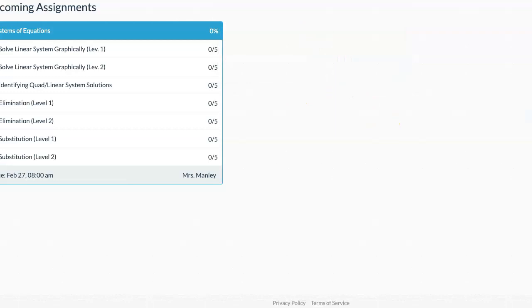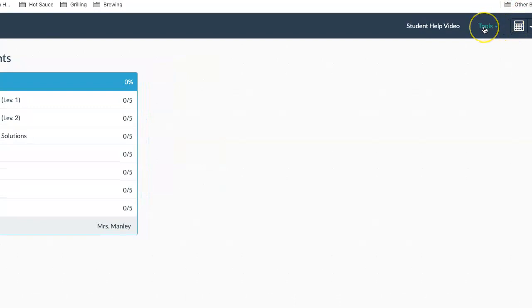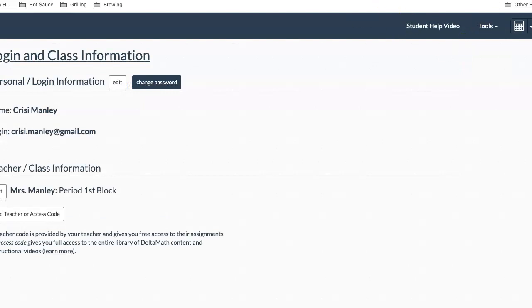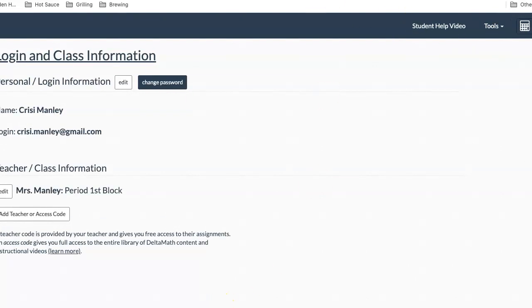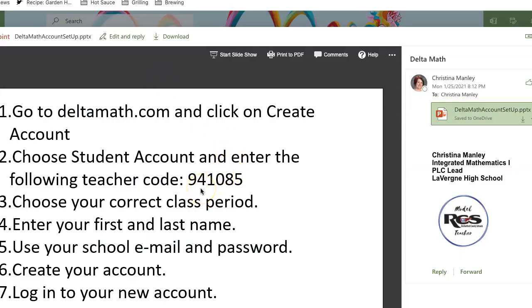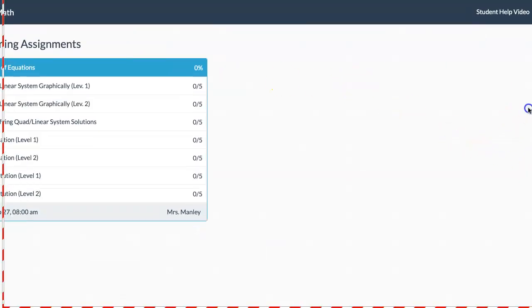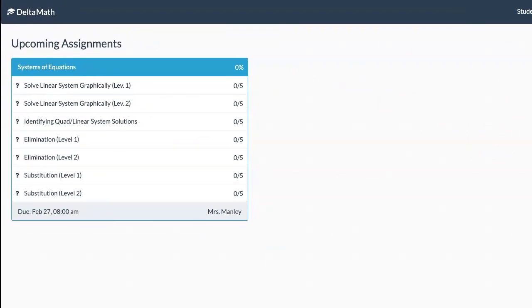All right, so once you're in, you are going to go up here to Tools. So this again is for those who already have an account. You're going to go to Tools and Manage Login and Courses. And then you're going to click Add Teacher or Access Code. And when you do that, that's where you're going to put in this teacher access code right here, 941085. And it's going to add the class on. Okay. Once you're finished, everybody should see this screen. Okay, Delta Math upcoming assignments.